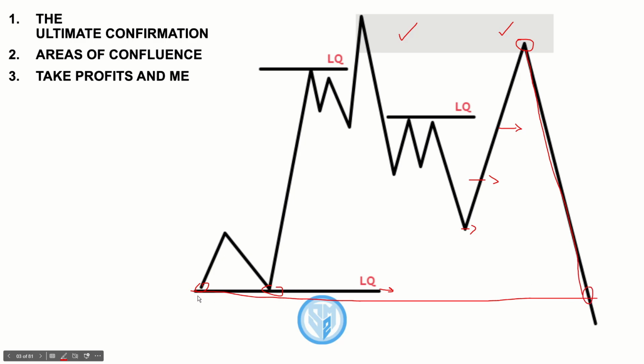Why? Because there is an area of liquidity which price needs to take out and sweep, and it needs to do whatever it needs to do over there. So in that way, we know to set our take profits for this trade all the way down here, because there's a very, very high chance that price will come down and sweep this liquidity.